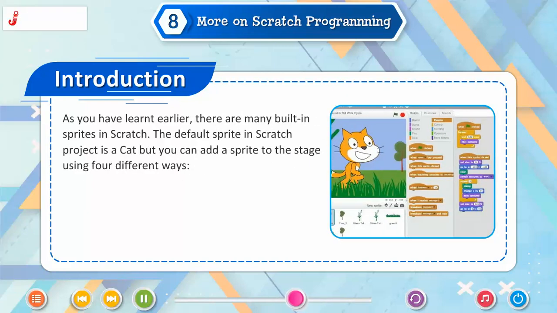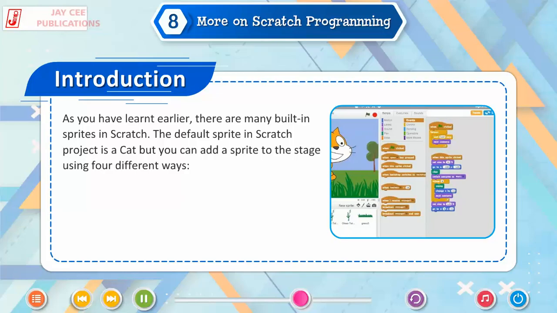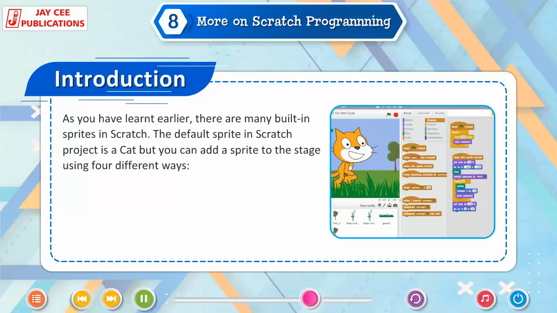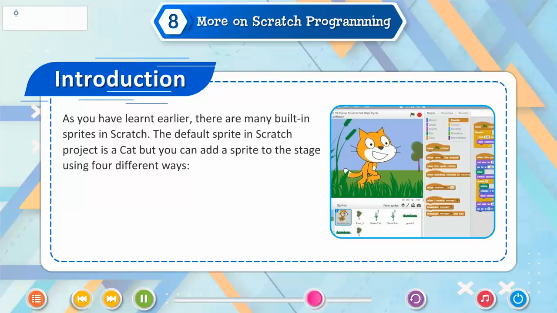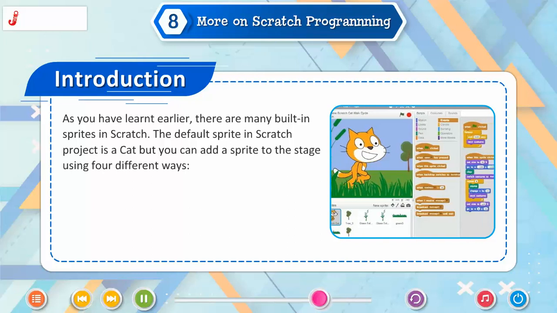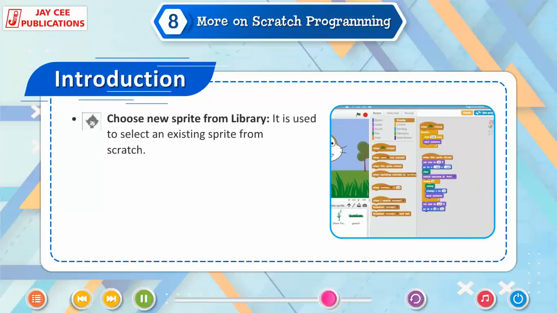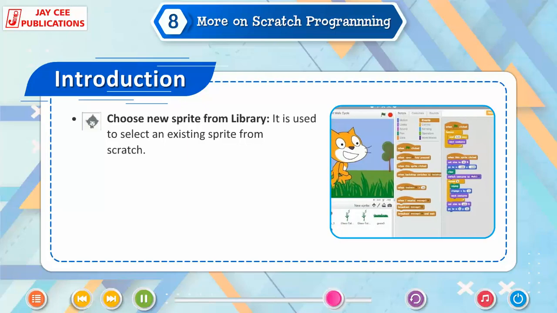As you have learned earlier, there are many built-in sprites in Scratch. The default sprite in a Scratch project is a cat, but you can add a sprite to the stage using 4 different ways. Choose New Sprite from Library. It is used to select an existing sprite from Scratch.